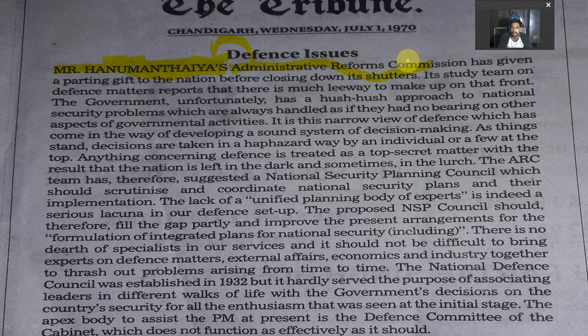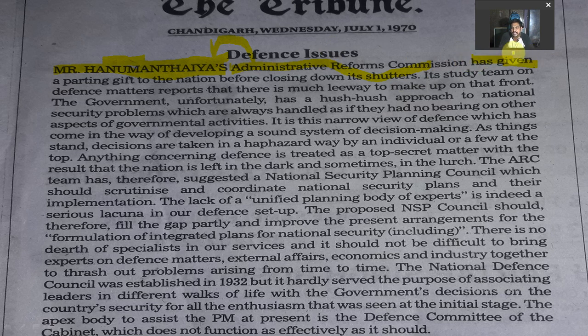Hanumantiya's Administrative Reforms Commission. Then comes a helping verb, has, and then a main verb, given. Given is the verb's third form. Has is used for a singular subject, and have is used for a plural subject. Here, what is the singular thing? We are talking about the Reforms Commission, which is singular in form. That is why has is used here. We have to see everything regarding such things. Okay, has given.